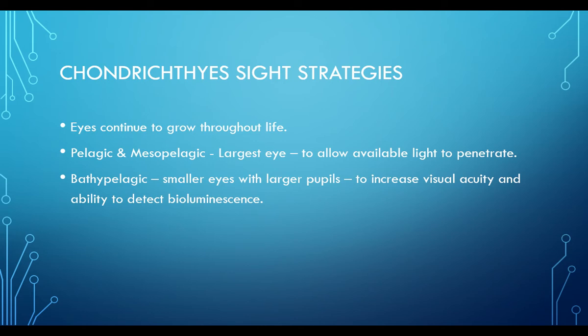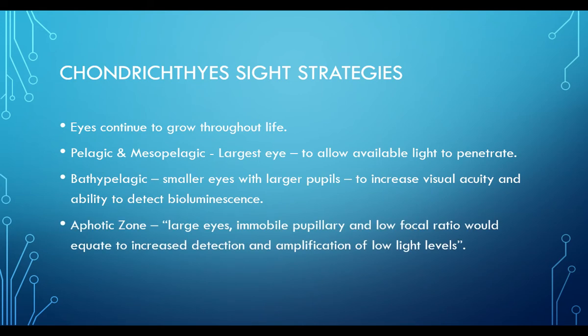As I stated before, teleosts can use their pupils to let in more incoming light and also decrease the amount of incoming light. So can the Chondrichthyes. And then in the aphotic zone, they have large eyes and immobile pupils, so they can't move that, and they have a low focal ratio, which equates to an increased detection and amplification in low light. So if they can't move their eyes, it's very set, and they have a set distance of what they can see, but they can see very well.